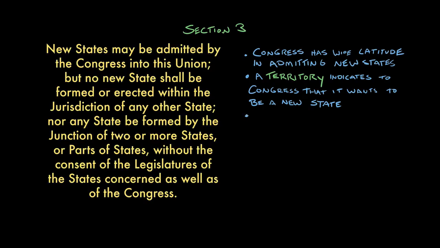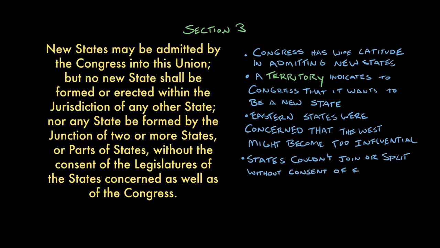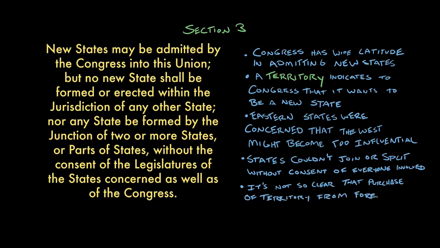Some of the eastern states were concerned that the large Western territories might become too influential. So they had a couple of provisions that no new state could be created out of an old state, nor could parts of states be combined to form a new state unless there was consent from all of the involved states. And it's not so clear that purchase of territory from foreign governments was a power that was granted in the Constitution to anyone.